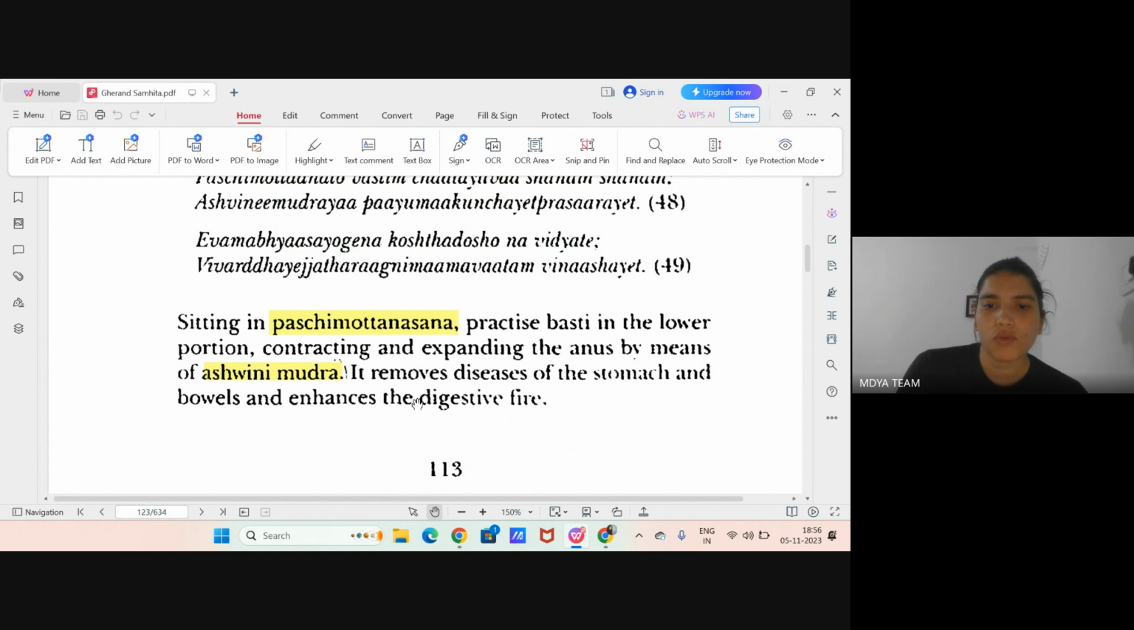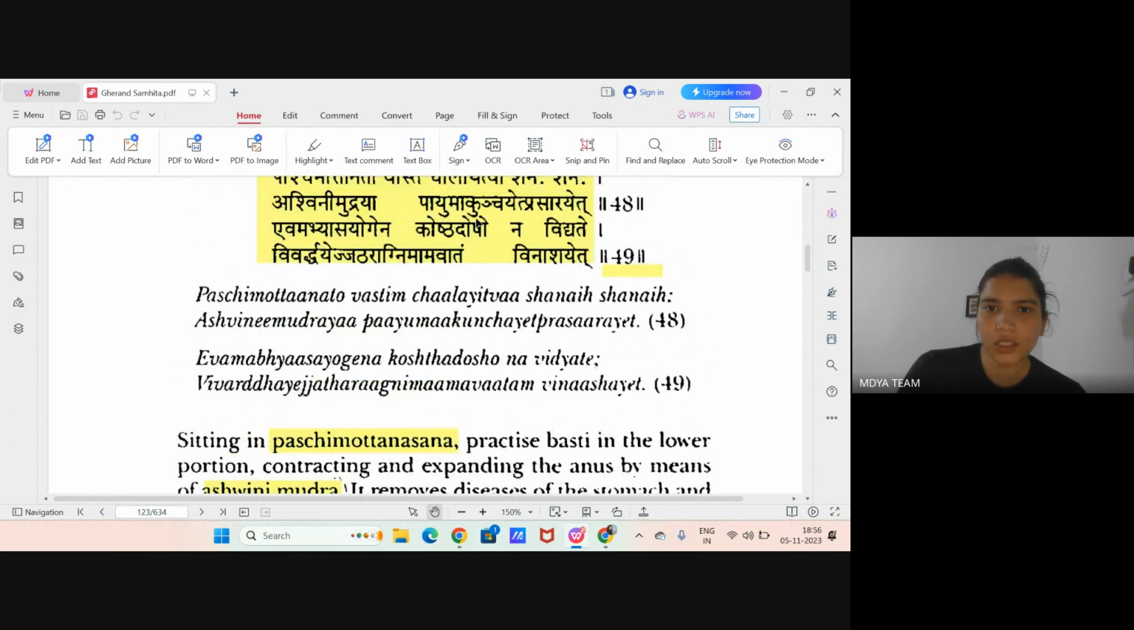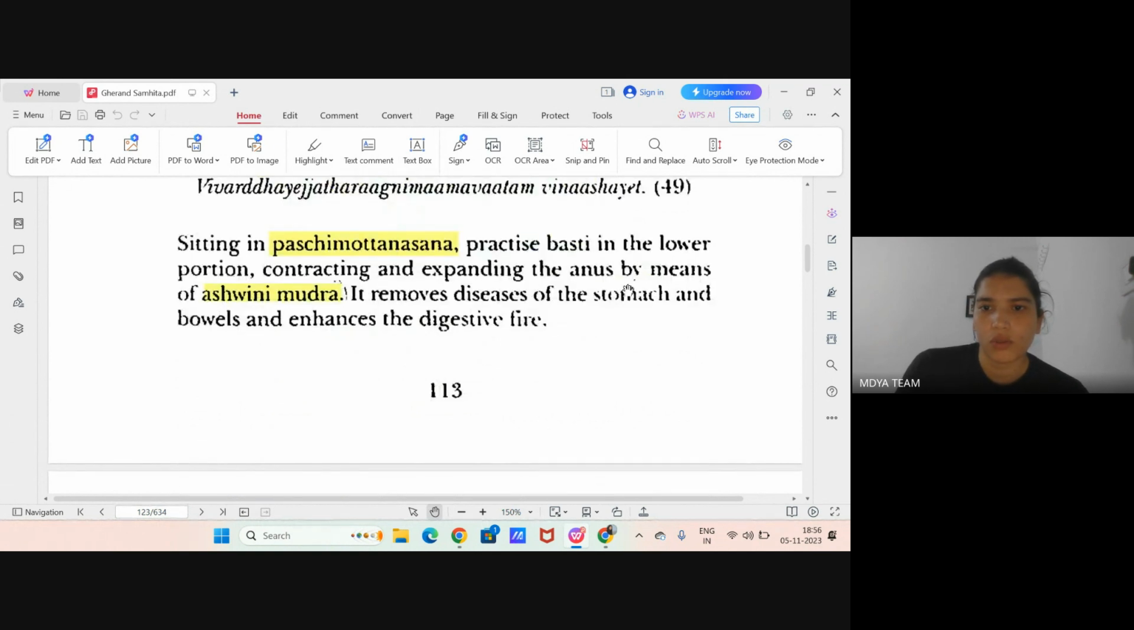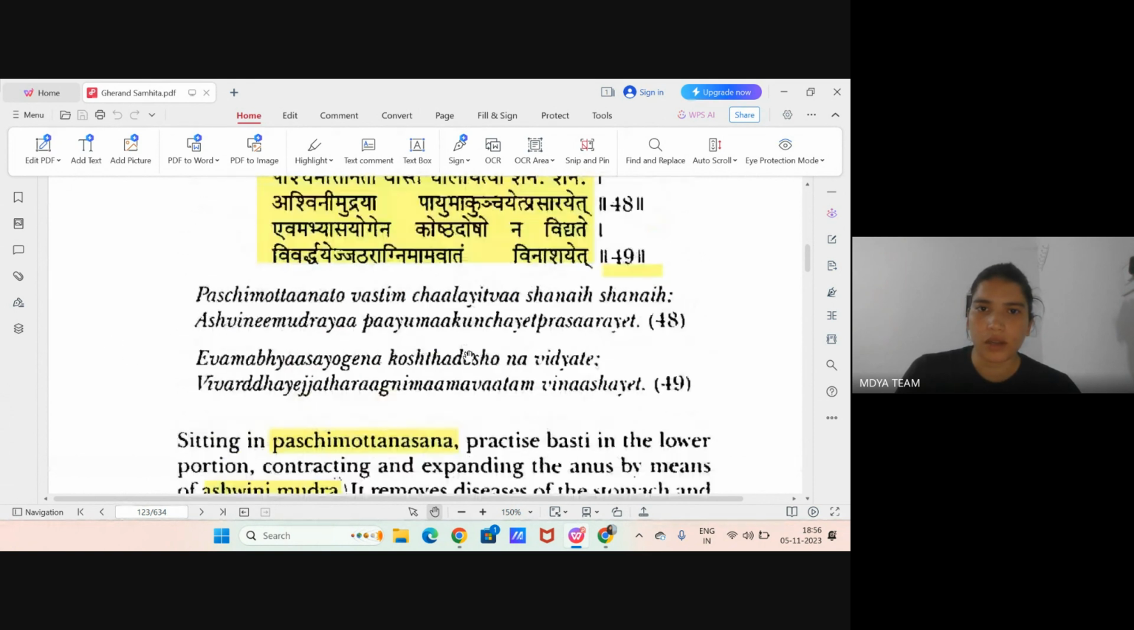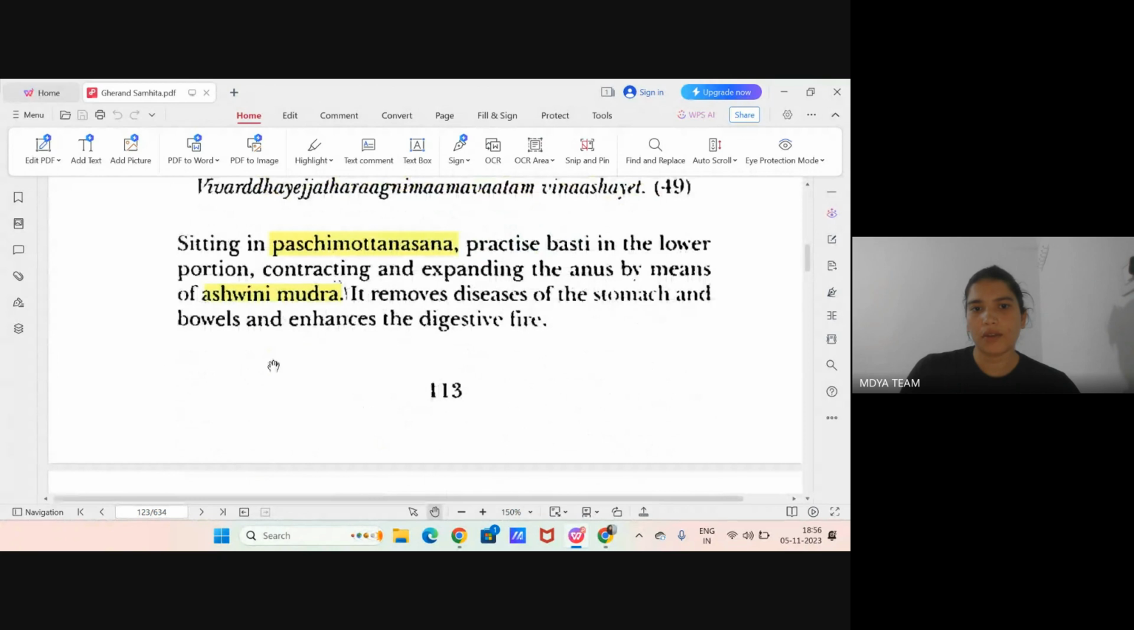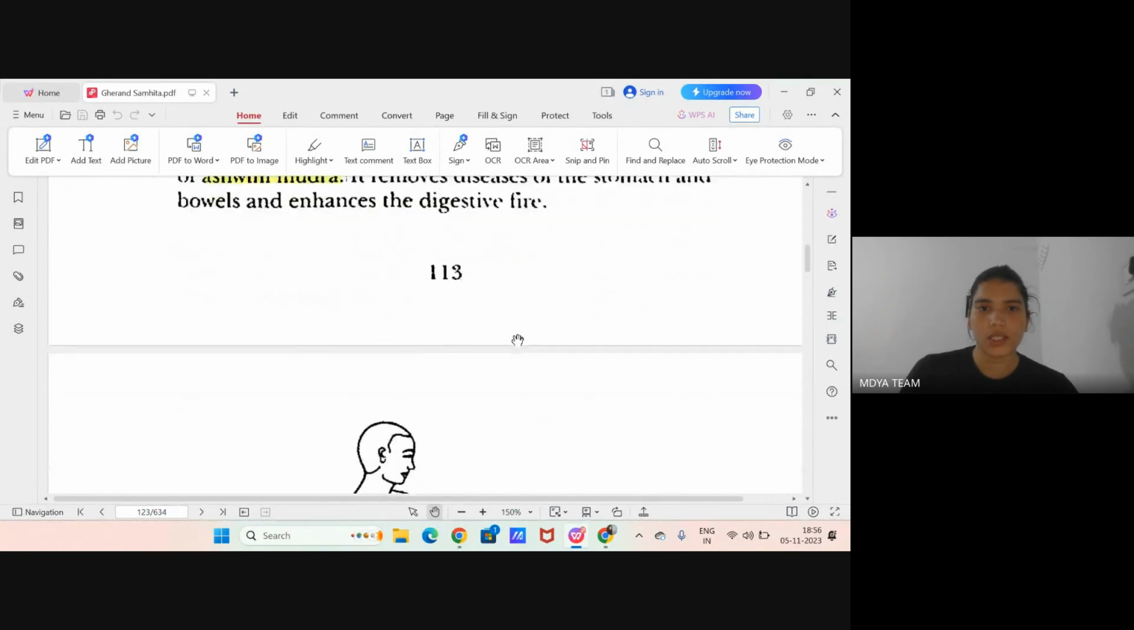What's the benefit here? Kost doso navidyate. So it removes the disease. Kost is here our stomach. So any kind of stomach related disorder should get removed from the Sthalbasti, and bowels, and it enhances our digestive fire. Vivardhayet Jatharagni Amavatam Vinashyet. So any kind of digestive issues are solved through this Sthalbasti.